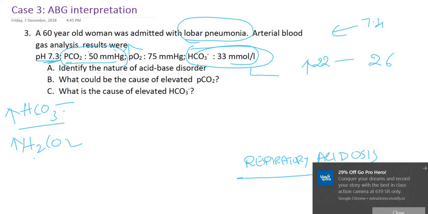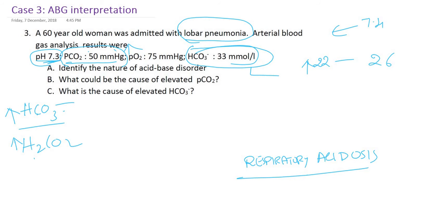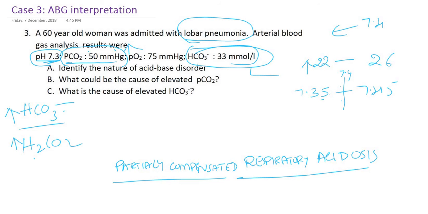For that we need to go back to pH. What is the normal range of pH? 7.35 to 7.45. If it is within this range, then it is fully compensated. Here, for acidosis, it should be between 7.35 and 7.4. Then it will be fully compensated. Here still it is less than 7.35. So it is partially compensated respiratory acidosis. Identify the nature of the acid-base disorder. It is partially compensated respiratory acidosis.